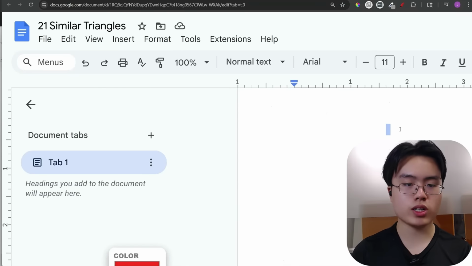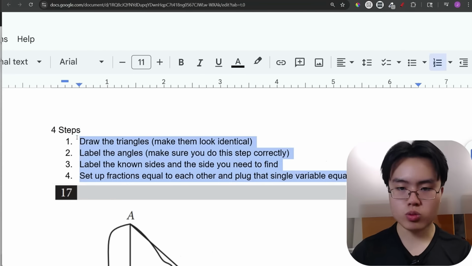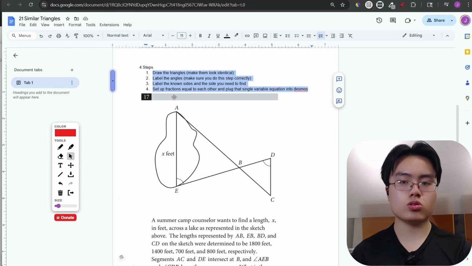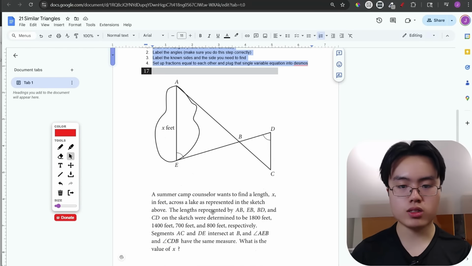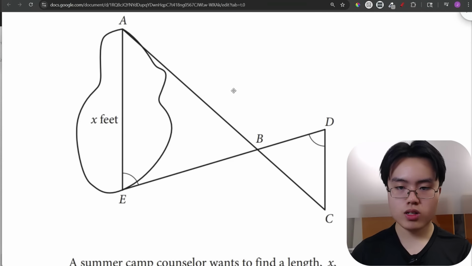There's a set 4-step process I use to solve every single similar triangle question. It pretty much works every single time, and I'm going to teach it to you. So first, I'm going to solve this question in front of you. And the next question, I'll have you pause it and see if you can use this process for the other question. Okay, but first this question.